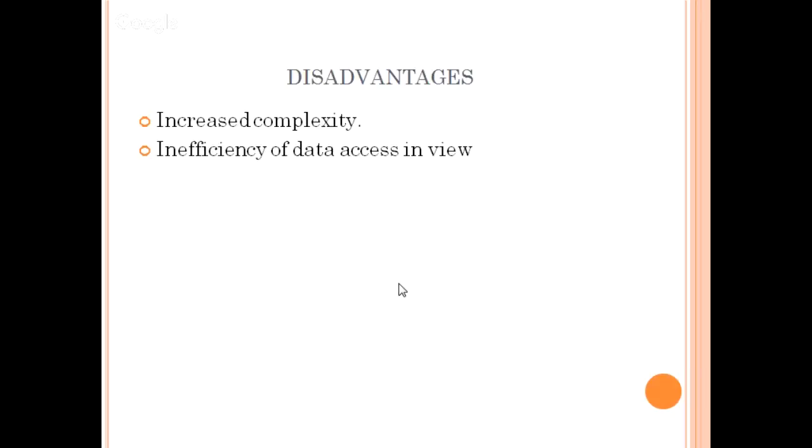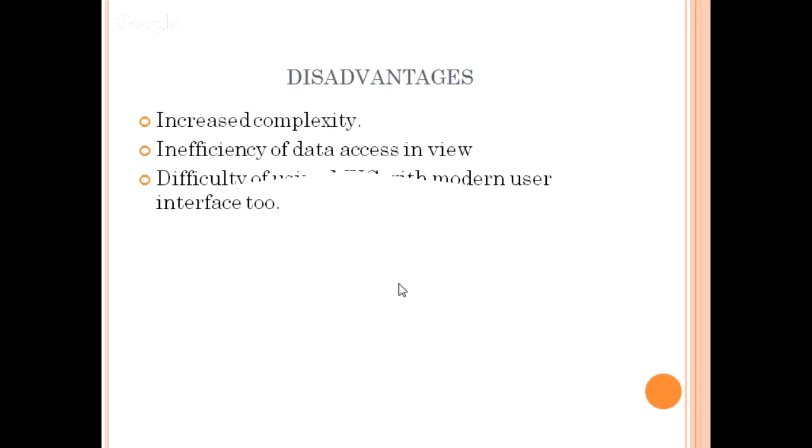It also creates inefficiency of data access in the view. As you realize, the view communicates to the model via the controller. So the view doesn't have a direct link to the data in our database. It has to pass through an intermediary, which is the controller, to get these data streams. So it creates an inefficiency of data access from the different components.